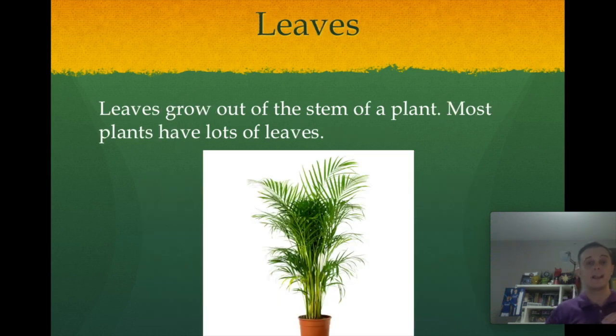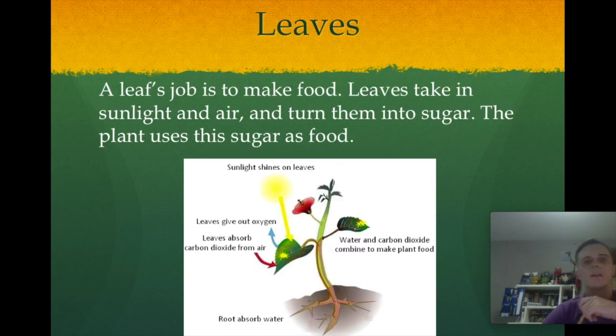Last part, leaves. So we already said that one of the stem's jobs is to hold the leaves. And so the leaves grow out of the stem of a plant. And most plants have many, many leaves. Now, leaves have a very important job because they need to make food for the plant.